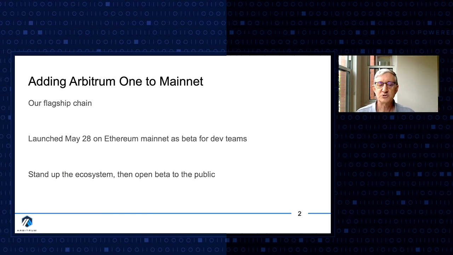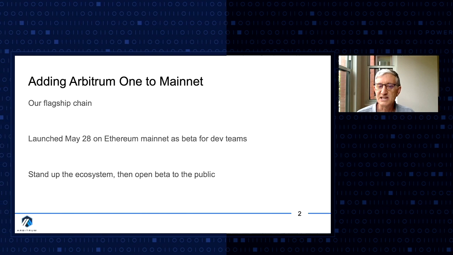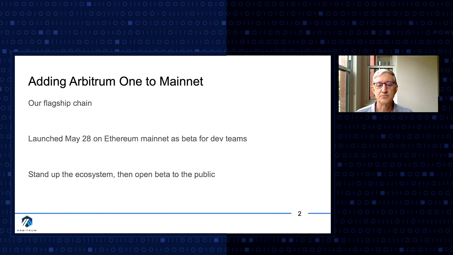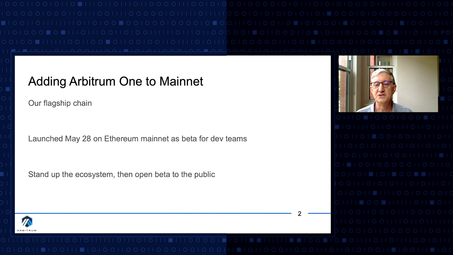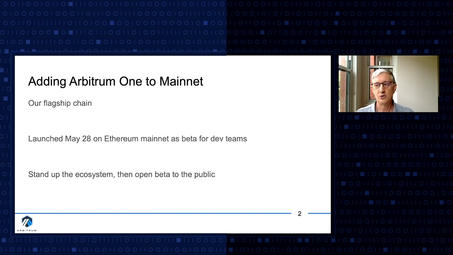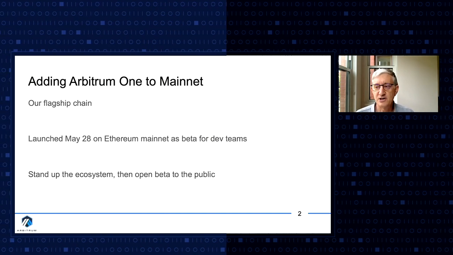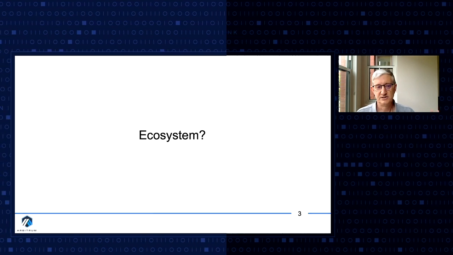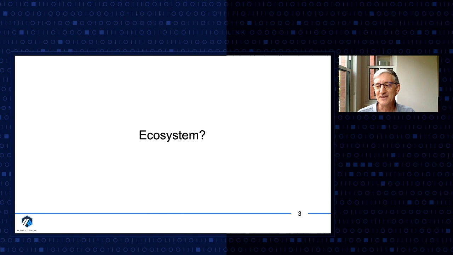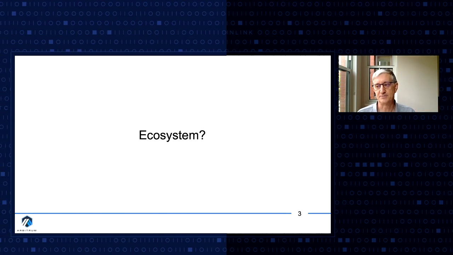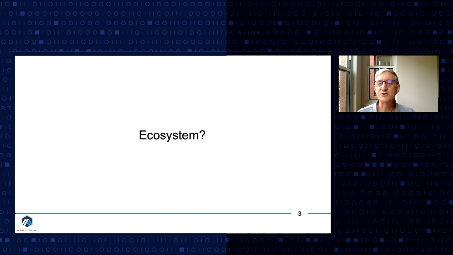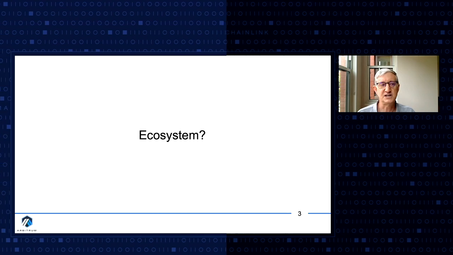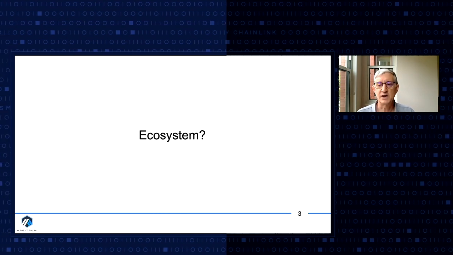And our strategy was to first stand up a complete ecosystem and then open the beta to the public. So when we open the doors to the shopping mall, all of the stores will be there, will be open. So ecosystem, what do I mean by that? Well, let me give you some examples. As I said, we have had more than 400 teams who have been involved in standing things up and getting ready.